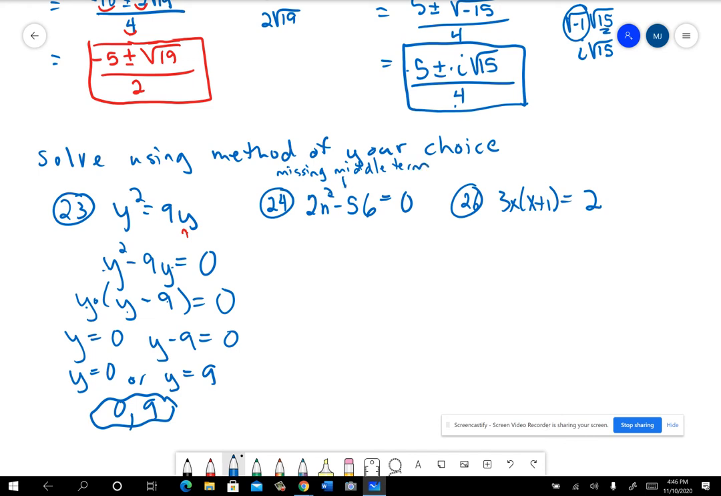The b would equal 0 if I were to find it. That's the kind where I'm going to use the square root method. So that's going to be a square root method problem. That would be the most efficient thing to do.